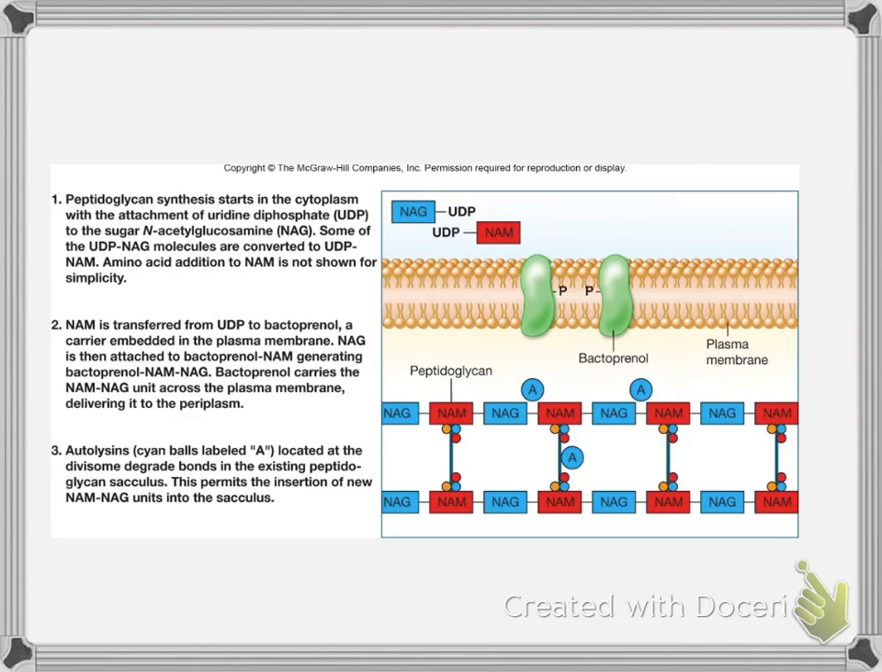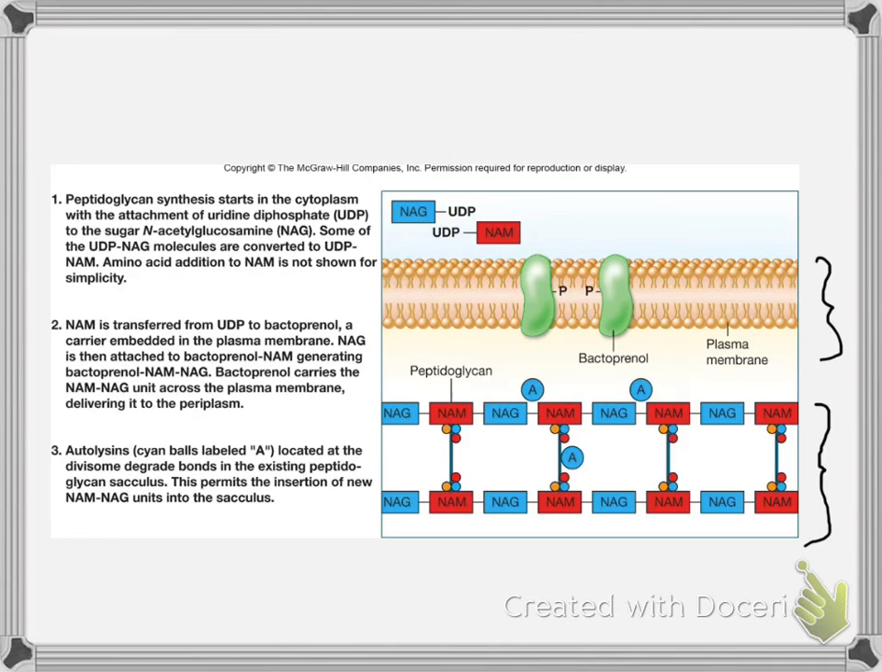Now, if we want to look at peptidoglycan synthesis, we want to really focus in on this ability to create gaps. All right, so here is my peptidoglycan down here. Here is my plasma membrane, and then here is my cytoplasm. Okay, so what we want to do is think of, here we have a NAG, that is our N-acetylglucosamine, and here we have a NAM. And to those are attached a uridine diphosphate.